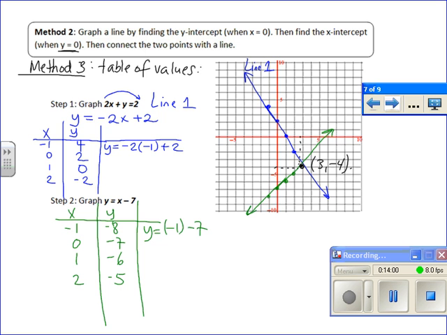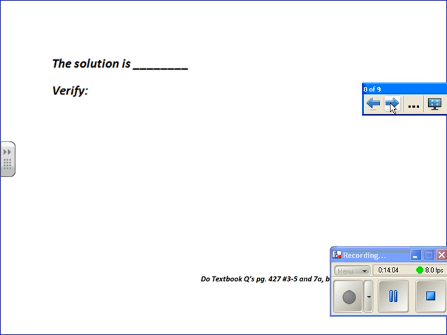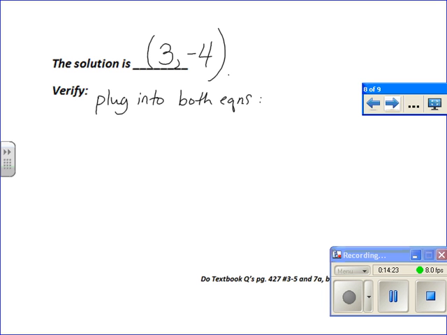So there's more than one method for you to graph that line. So our answer here, no matter how we choose to graph, will be the point of intersection. So that's going to be 3, negative 4. And if I wanted to verify these solutions, I would plug that point into both equations. So I would plug in the point x equals 3, y equals negative 4.